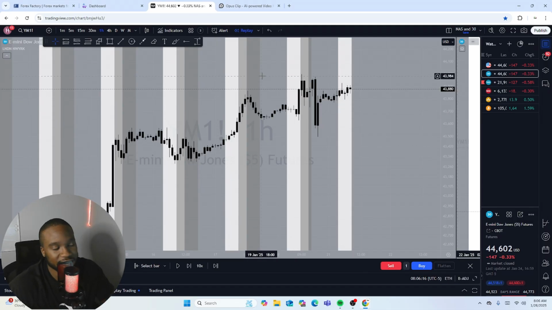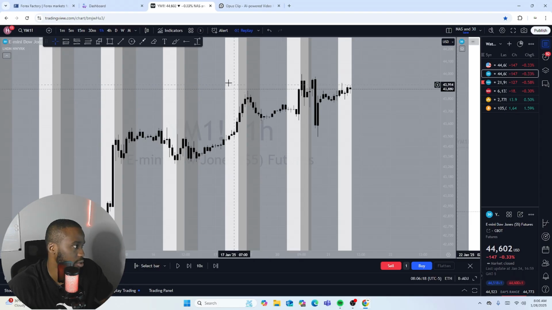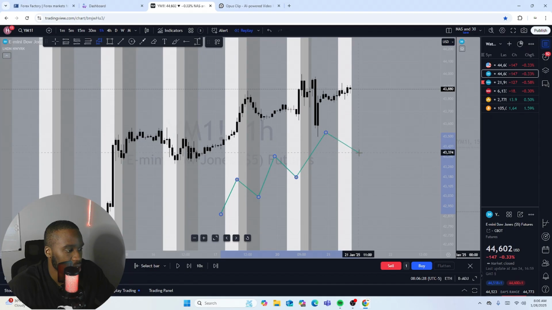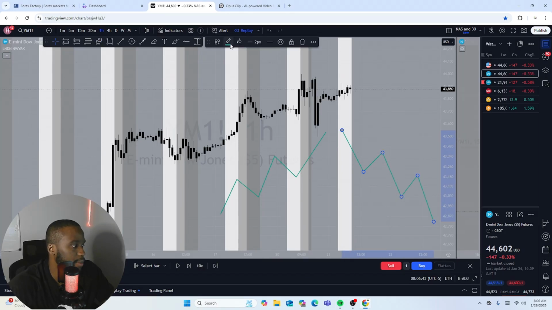What do I try to identify from the 1 hour charts? I try to identify structure. What is structure? Higher highs. In an uptrend, we have structure that looks like this: higher highs, higher lows. In a downtrend, we have structure that looks like this: lower highs and lower lows. Make that a different color.